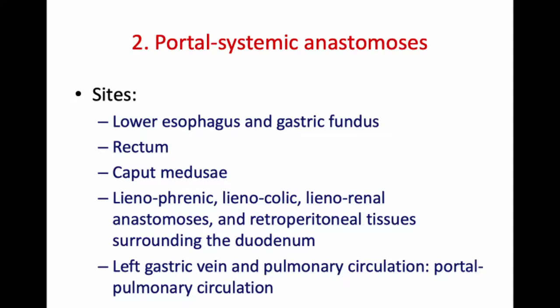Then there can also be anastomosis between the left gastric vein and the pulmonary circulation. That's what gives rise to the portal pulmonary circulation anastomosis that I mentioned earlier briefly.